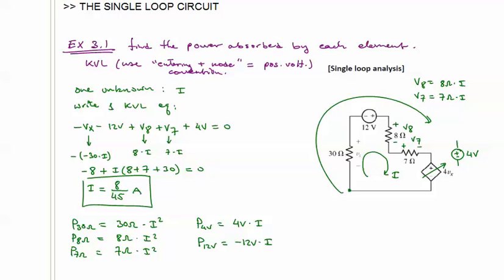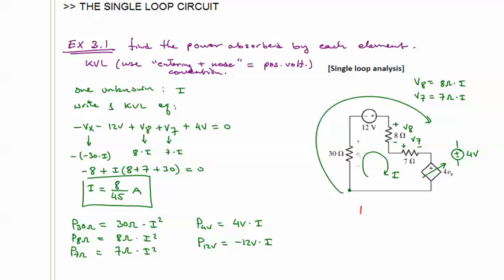Here's the single loop circuit that we just solved, and as I had mentioned at the time, I replaced the dependent source with an independent 4-volt source just because we haven't talked about dependent sources yet. What I want to do now is to modify this problem so that we include the dependent source. So we'll just mark over here in a red pen what things will change.